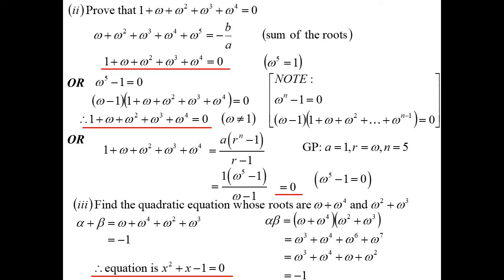Basically, when you're playing with these questions, there's only two things you know. You know 1 plus omega plus omega squared plus however many you've got is equal to 0. And that omega to the power of n is equal to 1. Using those two facts alone, we should be able to solve anything. Something like this.